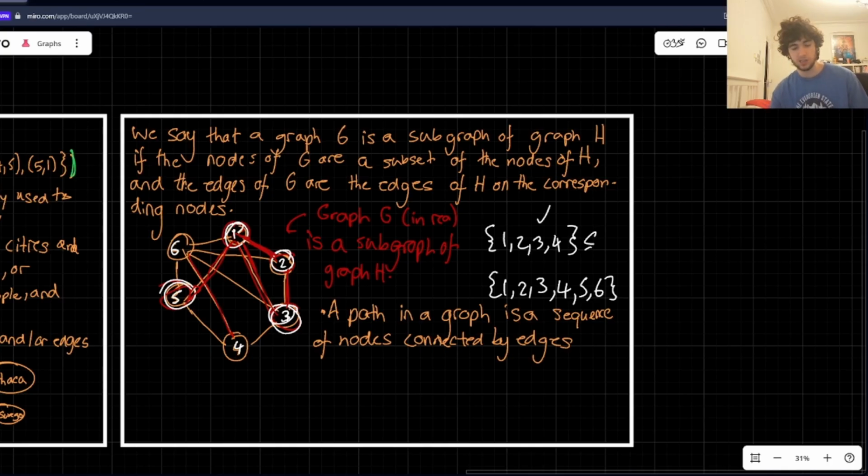So it could be 4 to 6, 6 to 3, 3 to 4. That's a path. You go 4 to 6, 6 to 1, 1 to 2, that's another path. And obviously, there are lots of paths on the graph. It's effectively just, at its simplest, a sequence of nodes connected by edges. And we can also use that definition to talk about a simple path. So a simple path is effectively just a path that doesn't repeat any nodes.